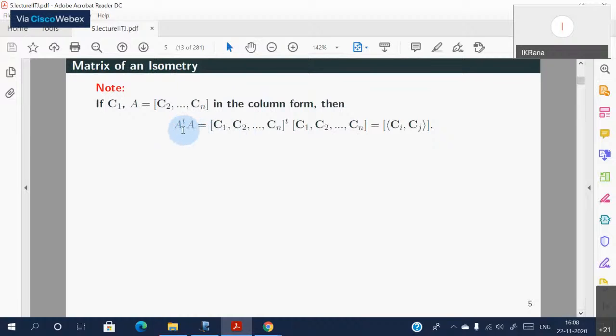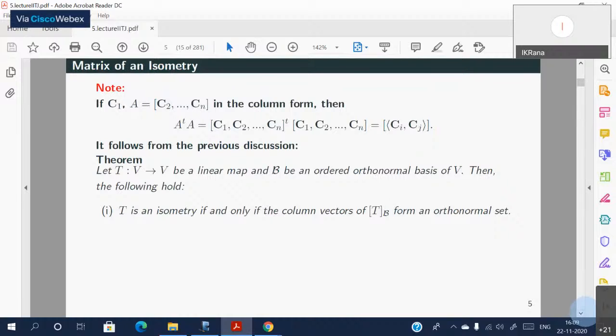If you write A transpose A, and A is written in terms of its columns, then A transpose A can be written as the dot products of the columns. So this also gives you that if T is an isometry, then A transpose A is equal to identity. So T is an isometry if and only if the columns form an orthonormal set, and if and only if the rows also form one, because you can take the transpose of A transpose A, and the rows also will be perpendicular to each other. So for an isometry, the rows and the columns form orthonormal sets.